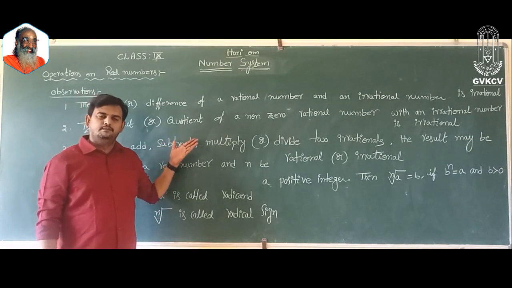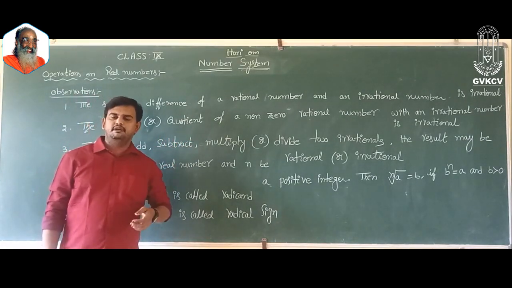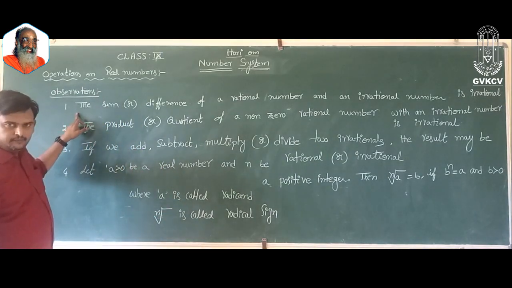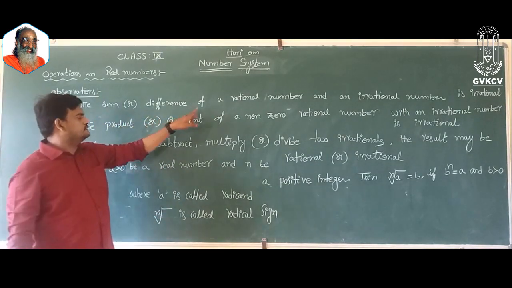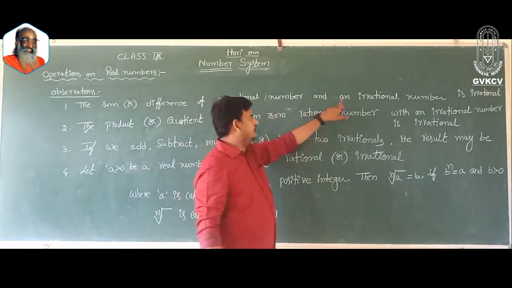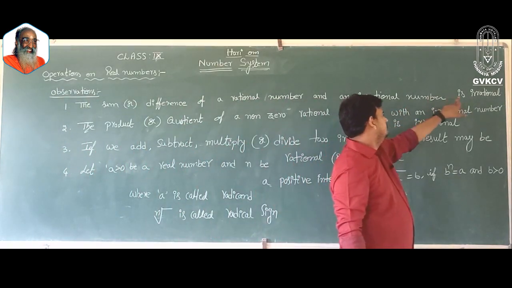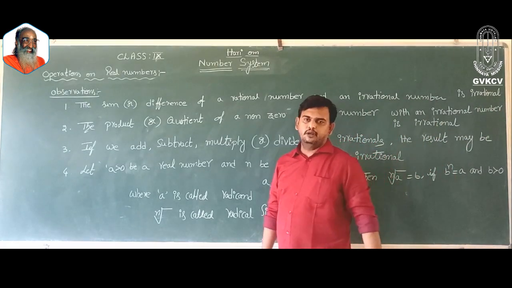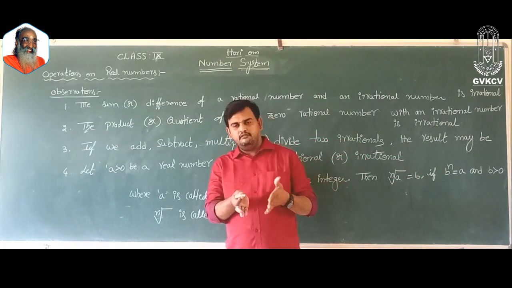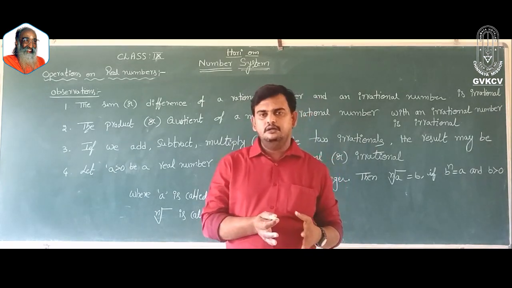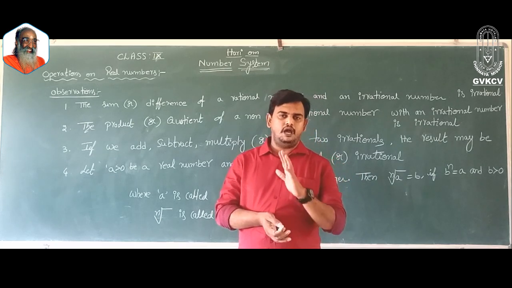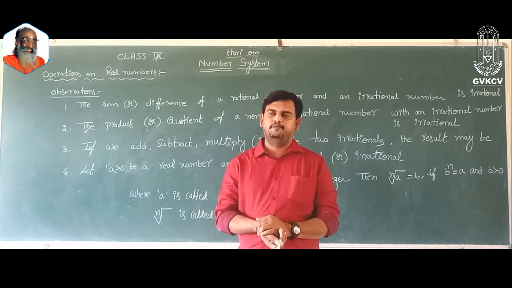Here we have a few observations based on our previous examples. Observation number 1. The sum or difference of a rational number and an irrational number is irrational. That we have seen in our example number 2. Whenever we add a rational and an irrational, it is always an irrational number.